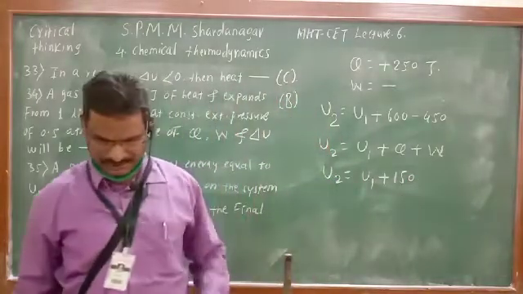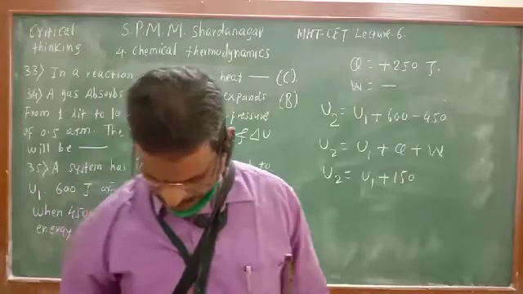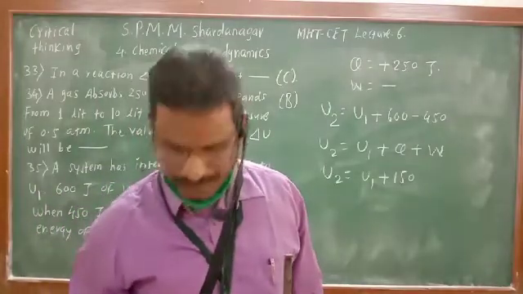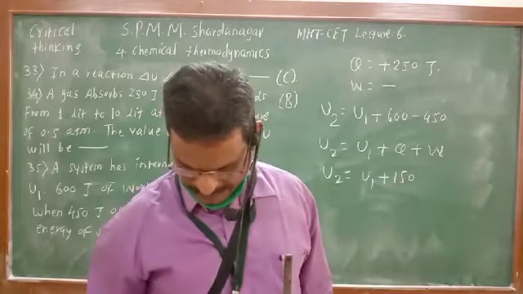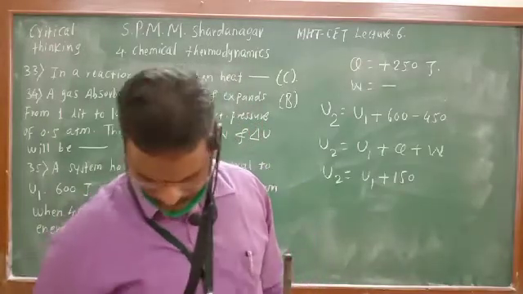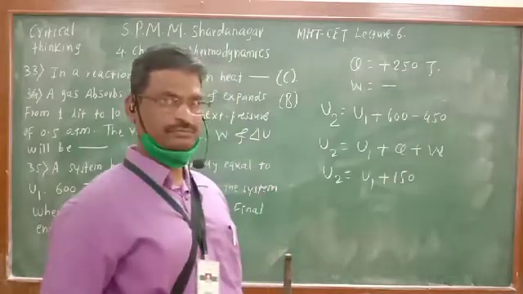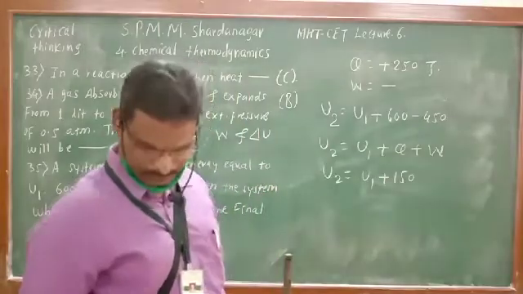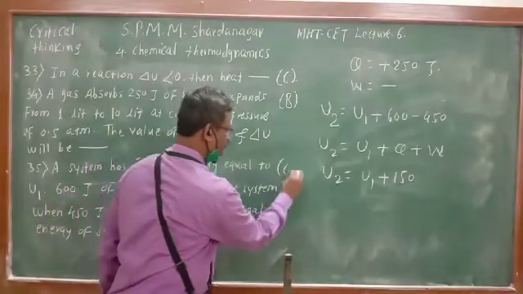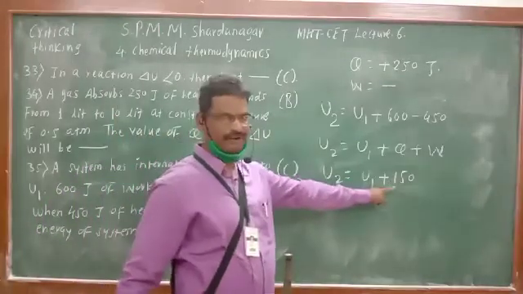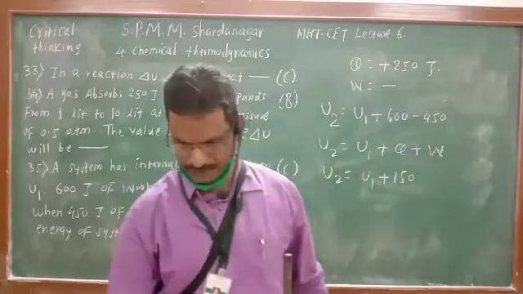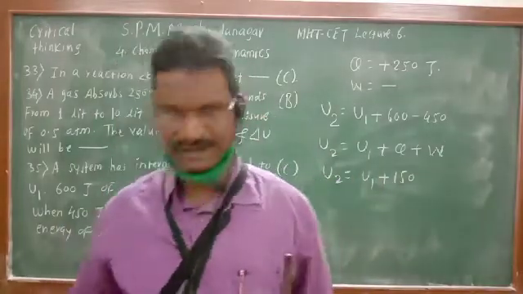Now see the options. Option A, U1 plus 1050 joule, B, U2 minus 150 joule, C, U1 plus 150 joule, and D, U1 minus 1050 joule. So option C is correct, U1 plus 150. Now see question number 36.